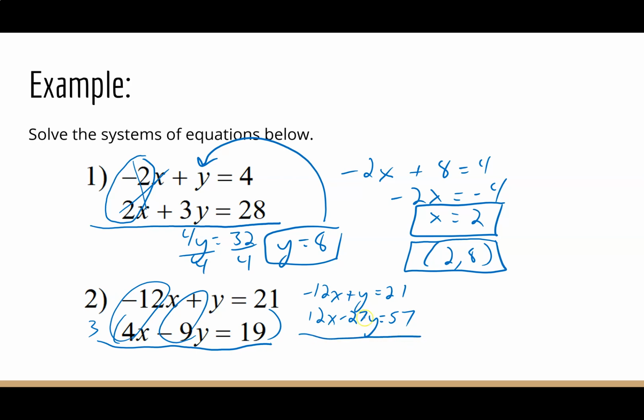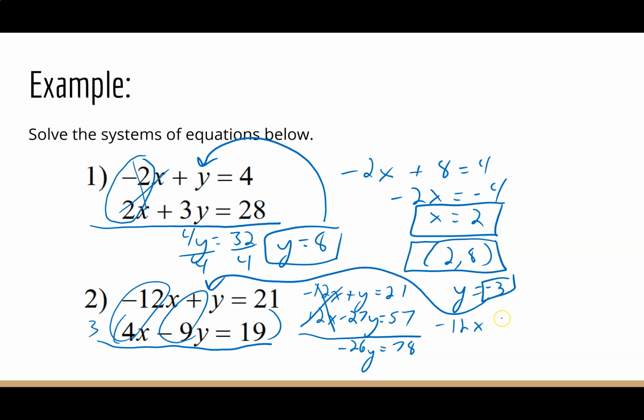Okay, so when I condense these, squish them down, that cancels. Let's see, 1 minus 27 is negative 26y, and 21 and 57 become 78. Divide by negative 26, I get y equals negative 3, halfway done. Go back and plug it in. Negative 12x minus 3 equals 21, so negative 12x equals 24. Divide by negative 12, x is negative 2. Now I am done.